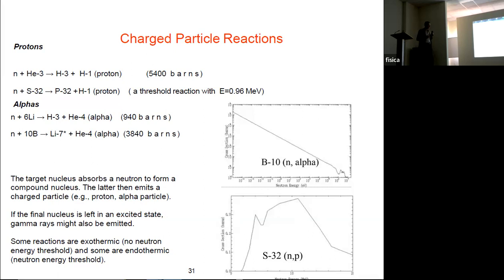Alphas are also charged particles and can directly ionize matter. That is why we use lithium-6 reactions and boron-10 reactions. Here we can also get tritium and helium, which is an alpha particle, or here lithium and helium from boron, the alpha particle. Here is the cross section for thermal neutrons.